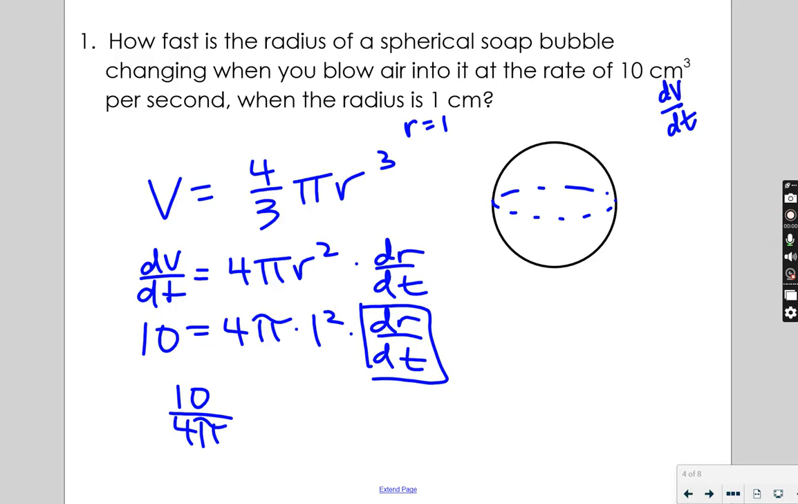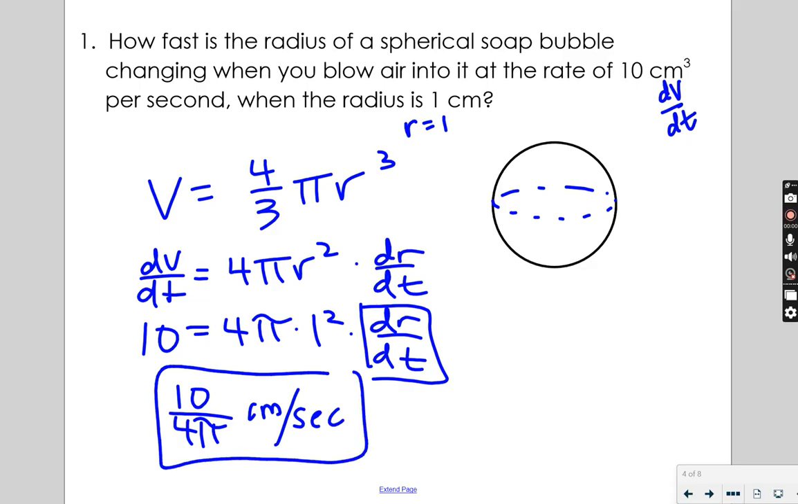So we have our answer, we need units. We're talking about how fast the radius is changing. What were the units of the radius? Centimeters. So since this is a rate, it's going to be centimeters per second. Would you have to simplify it? No. You can leave it just like that.